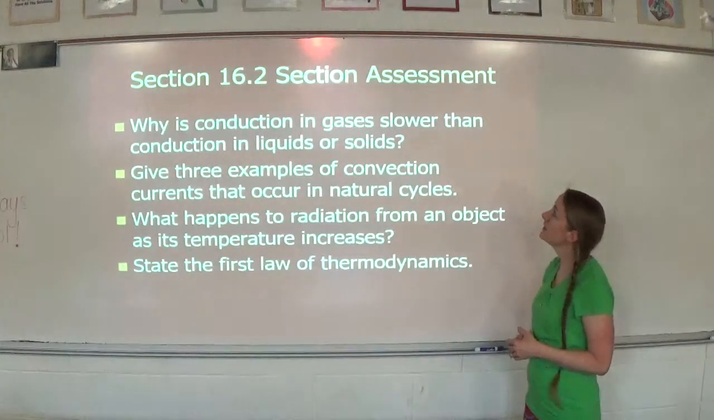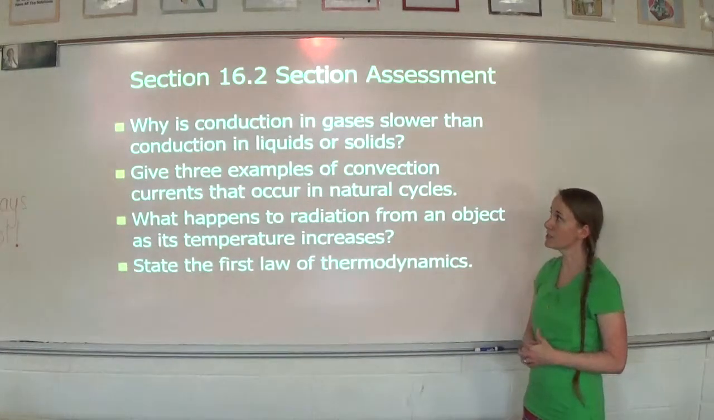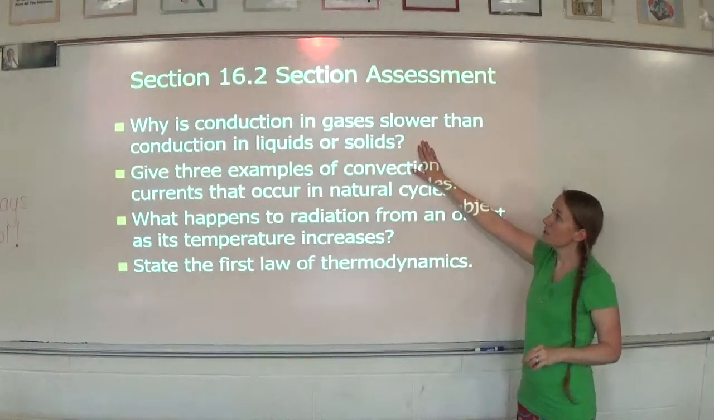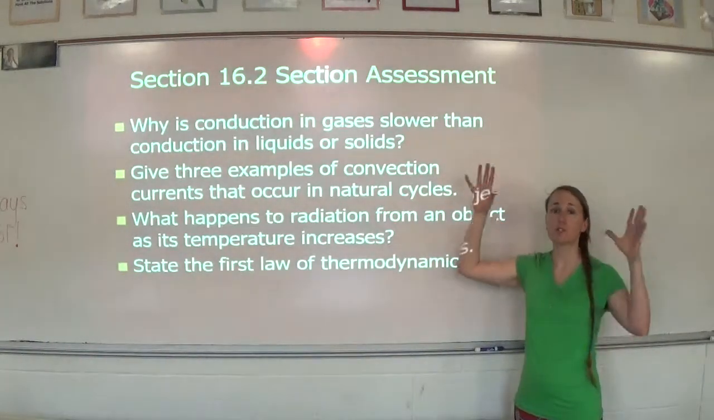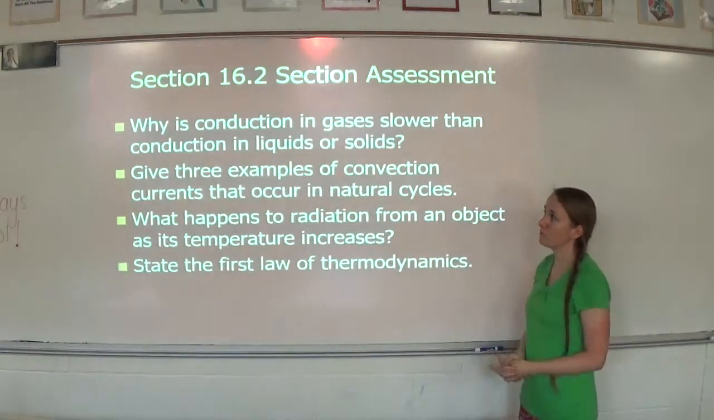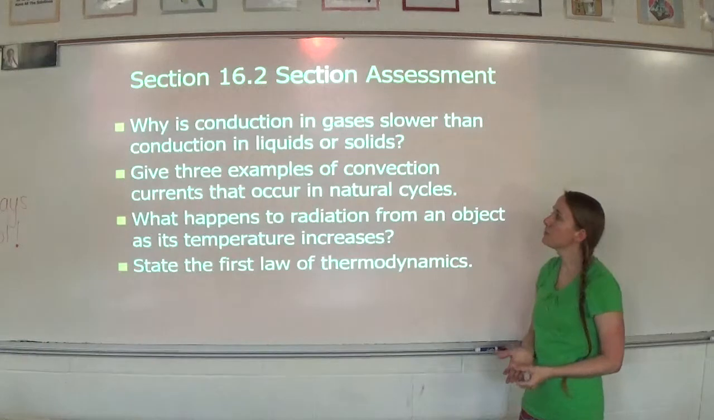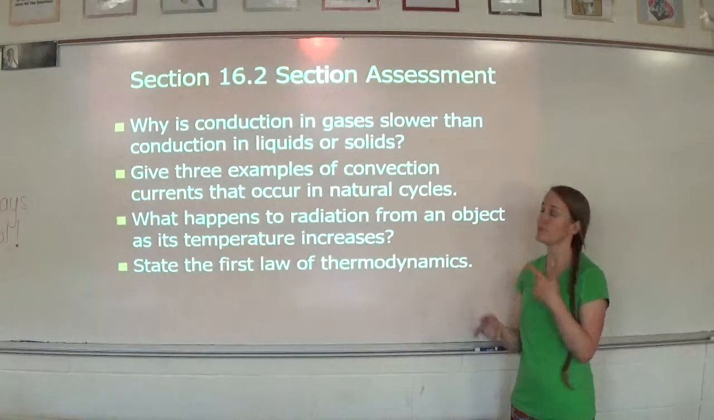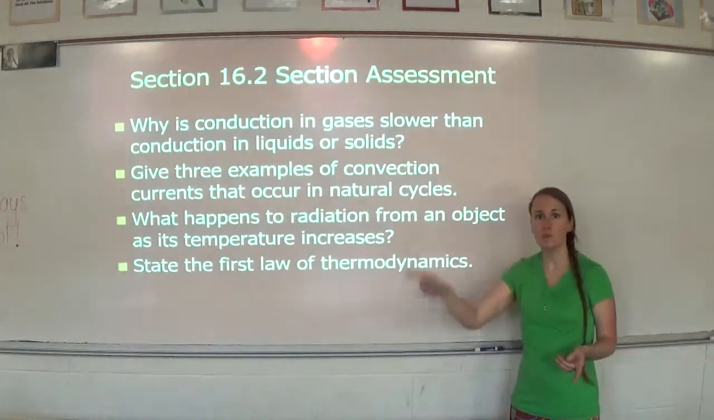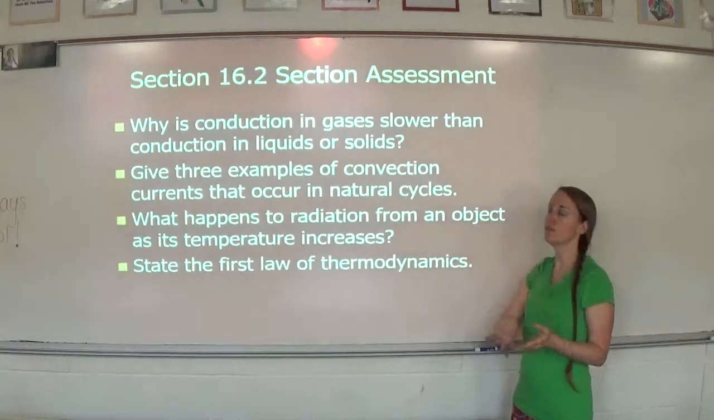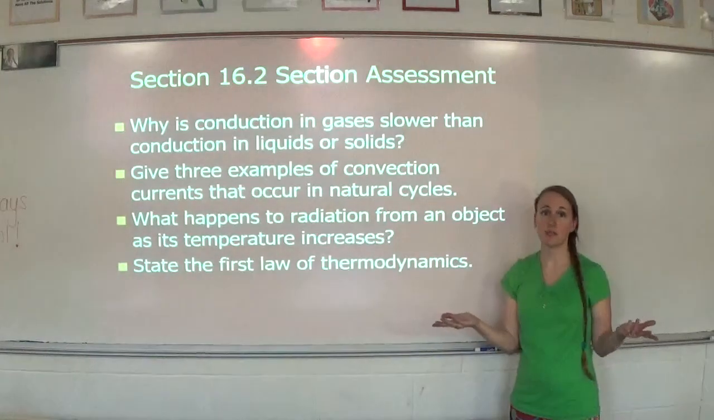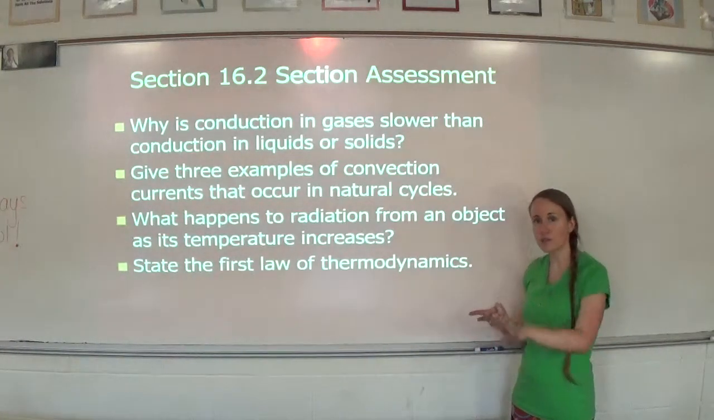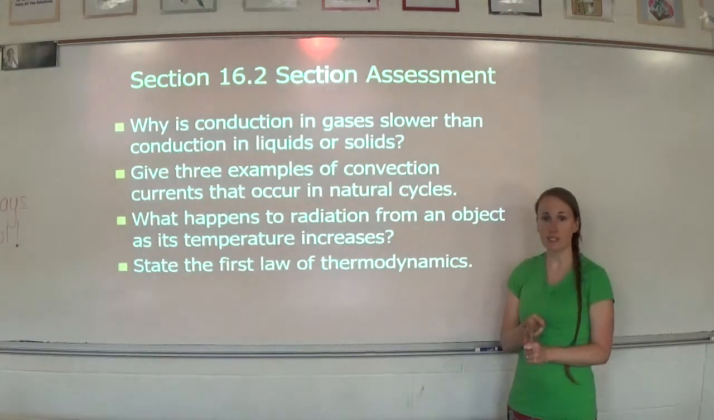So why is conduction in gases slower than conduction in liquids or solids? Well, remember, conduction is through touch, and gas particles are spread out. So the reason that conduction is slower in gases is because the particles are further apart. Number 2, give 3 examples of convection currents that occur in natural cycles. Well, we have the ocean currents, that would be a natural cycle. We have lava under the Earth's surface, it will follow a convection current. We have weather systems, like when you have the hot air masses and the cold air masses.